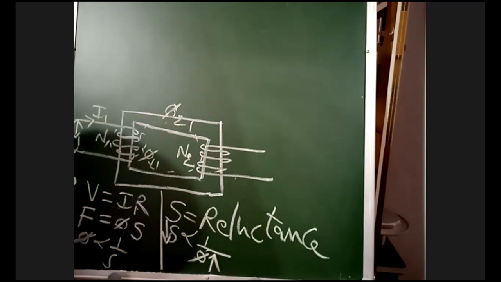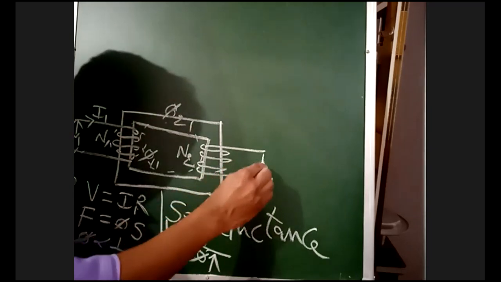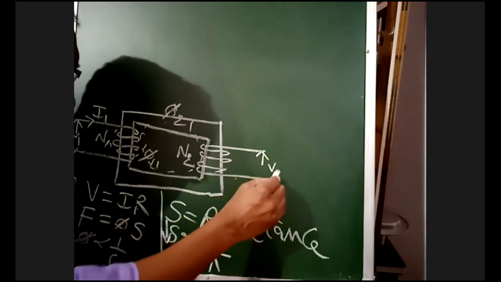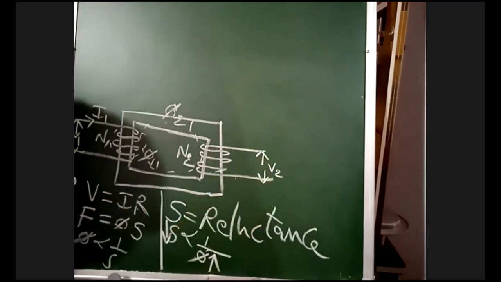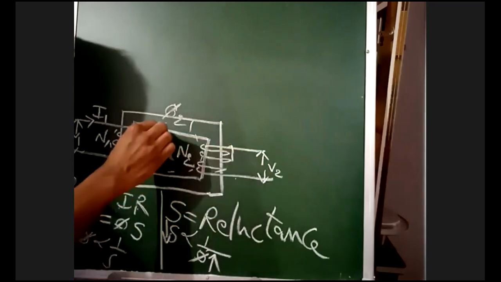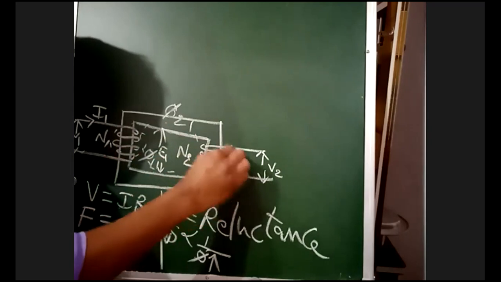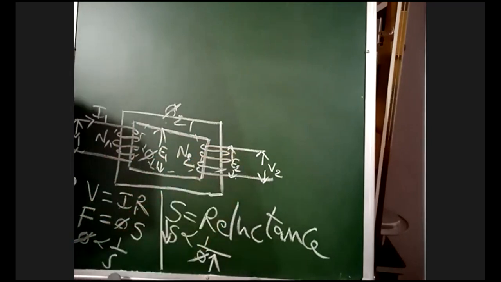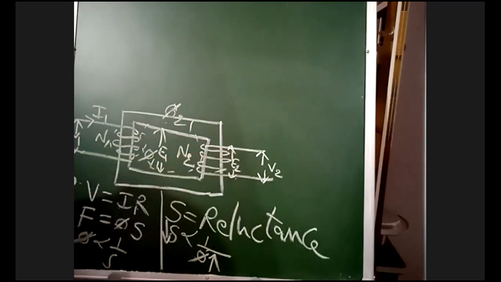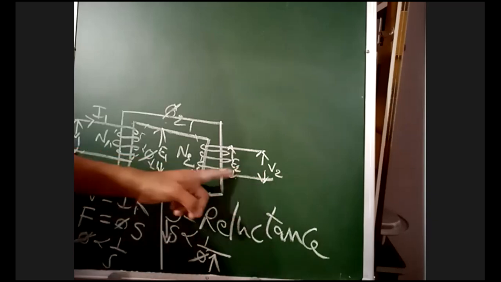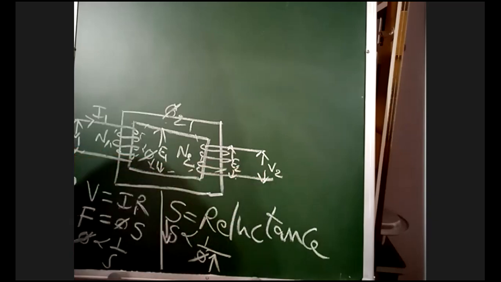Now here, voltage in the secondary, if it is open circuit, some voltage is induced in the secondary coil. E1 is the voltage induced in the primary coil. E2 is the voltage induced in the secondary coil. V2 is the open circuit voltage, and if it is open circuit, V2 is equal to E2.